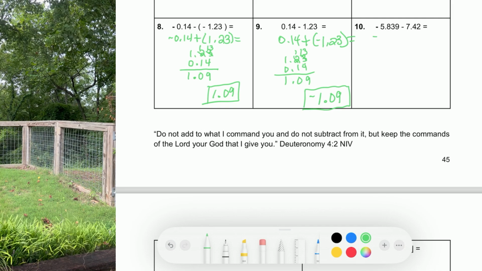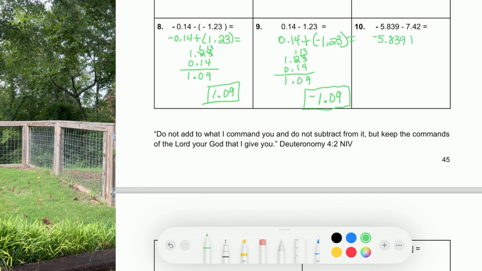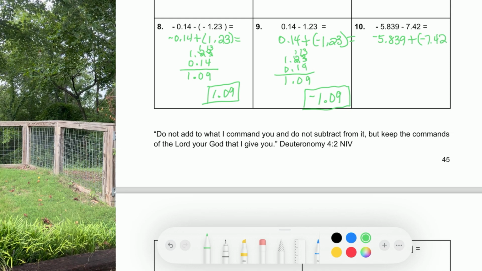Number 10. Keep it, so negative 5.839 plus negative 7.42.